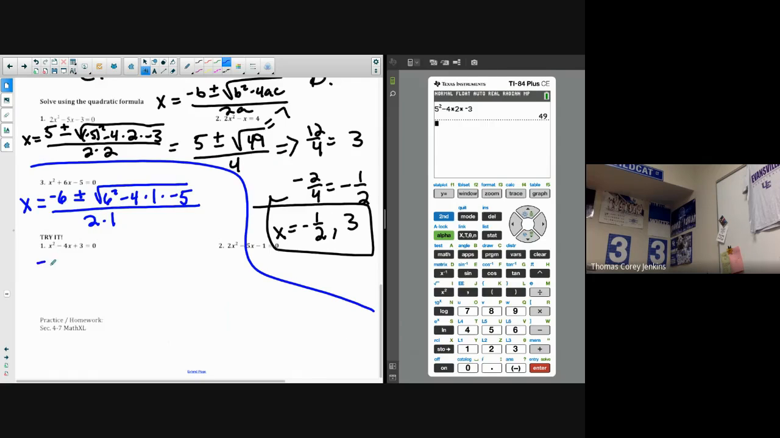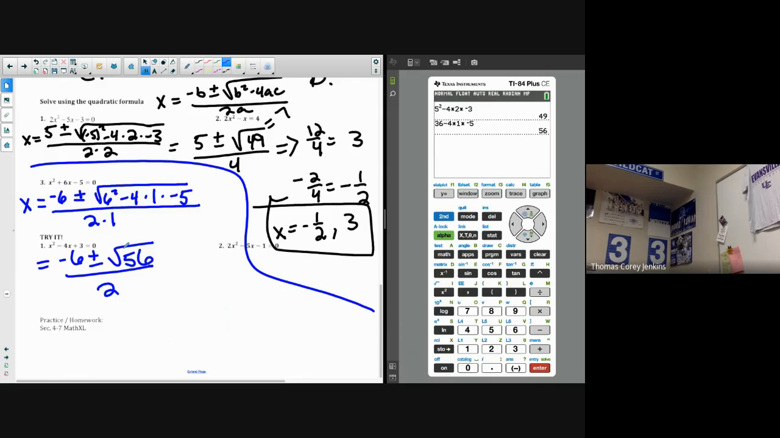All right, so -6 plus or minus, let's see what our discriminant is. So 36 is 6 squared minus 4 times 1 times -5. So we get 56. That's the square root of 56. Remember, I just simplified what was under the radical. All over 2. Okay, now we have to simplify that radical.